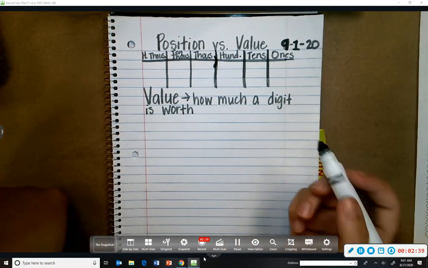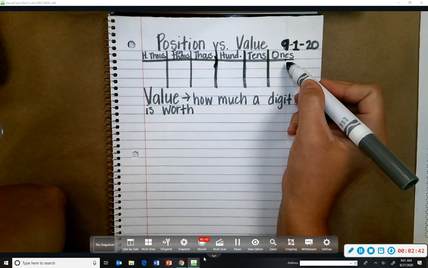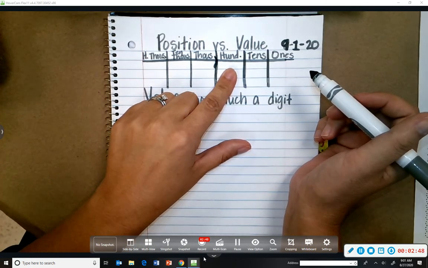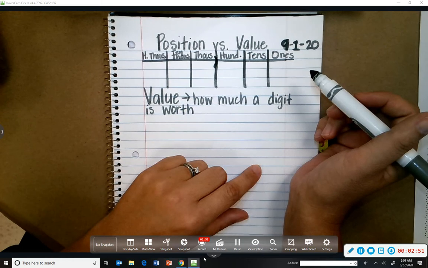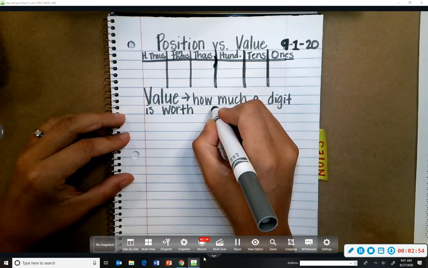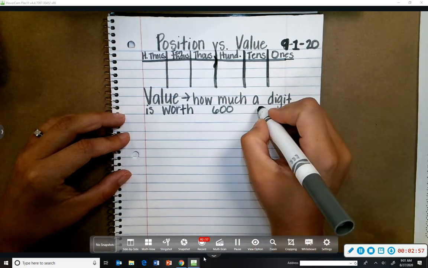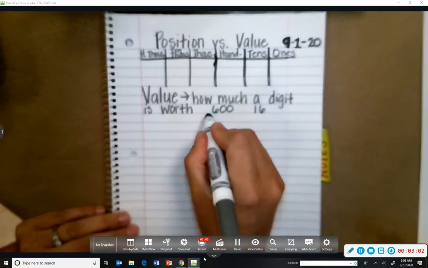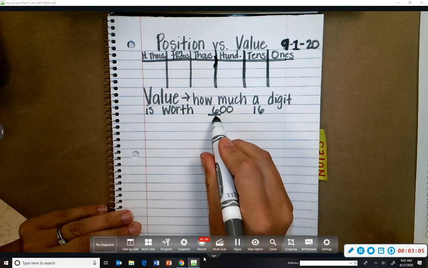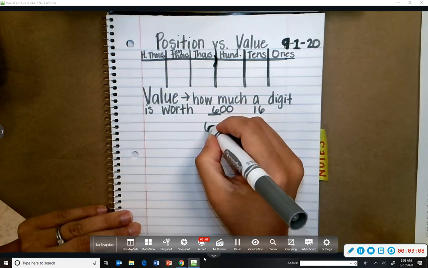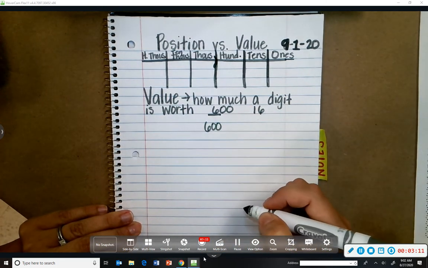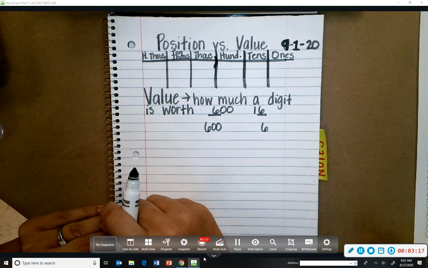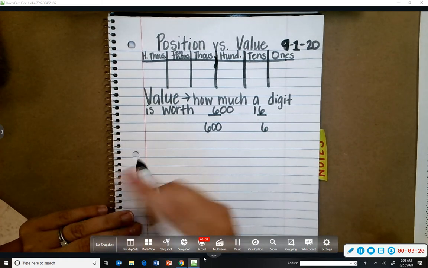If I have a 6 in my ones place and a 6 in my hundreds place, the 6 in the hundreds place would be worth 600. Okay, so let's write that down. Let's say I have a 600 and we'll say 16. What is the value of this 6? The value of this 6 would be 600 because it is in the hundreds place. The value of this 6 would be 6 because it's in the ones place. Okay? Let's look at another example.